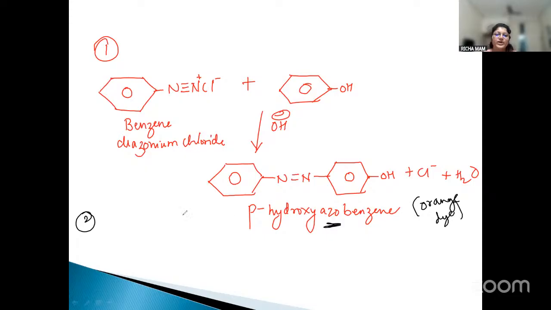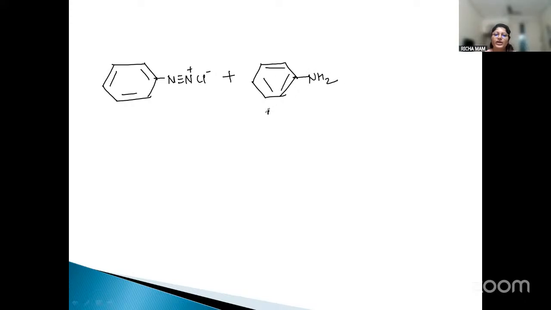Okay, so one more. Take benzene diazonium salt again, N triple bond N plus Cl minus. Now react it with aniline. So I'll erase this and write it again here. Take benzene diazonium chloride, N triple bond N plus Cl minus, and react it with aniline, that is NH2.